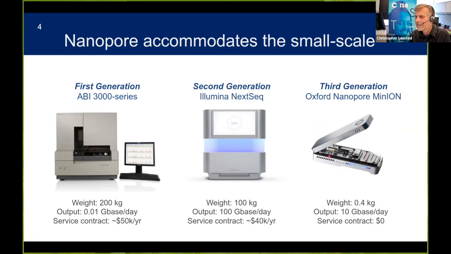And it doesn't have any service contract. It's basically like an inkjet printer. If you buy the ink cartridges, they give you the printer/sequencer for free. So there's no service contract. There's really no capital investment. You're just paying for the consumables. And its output is a pretty impressive 10 billion bases per day. So within striking distance of the big expensive machines. And the data quality is pretty good too.